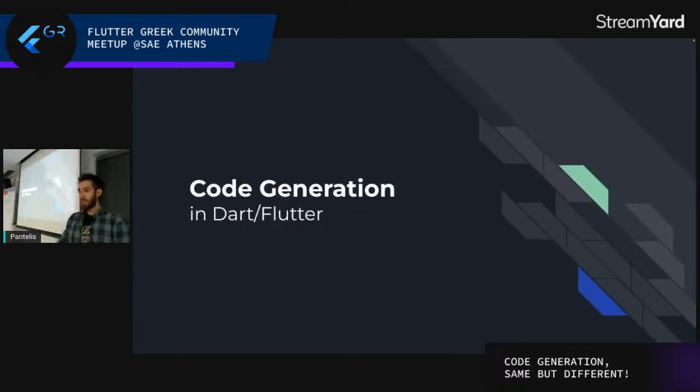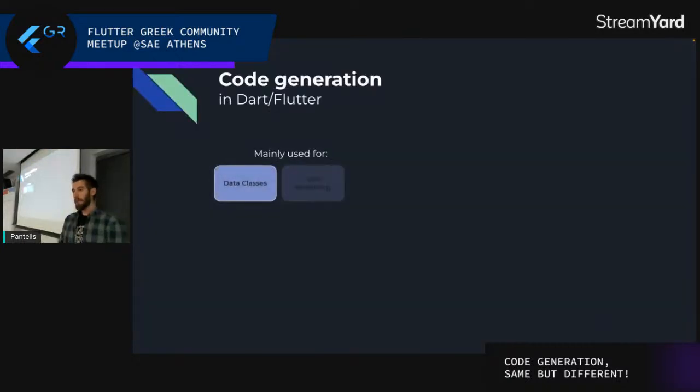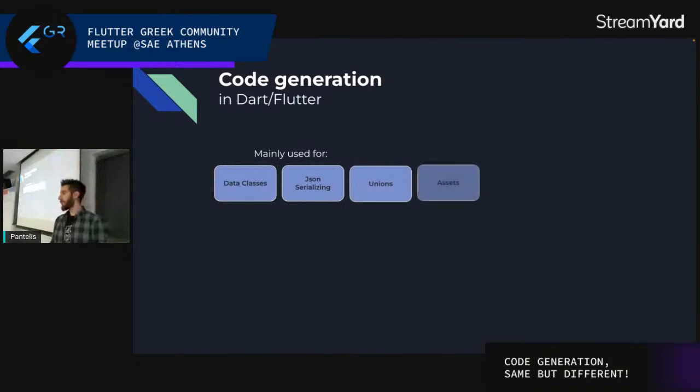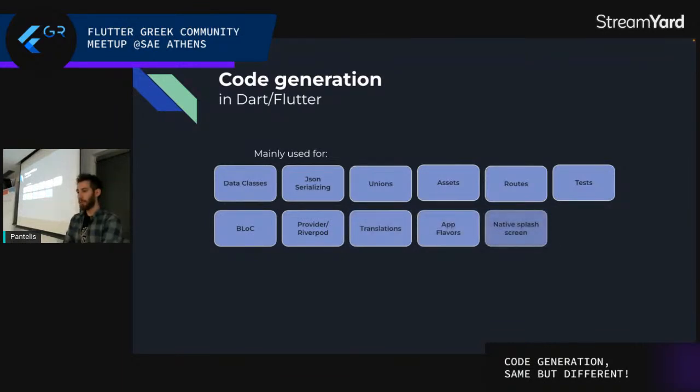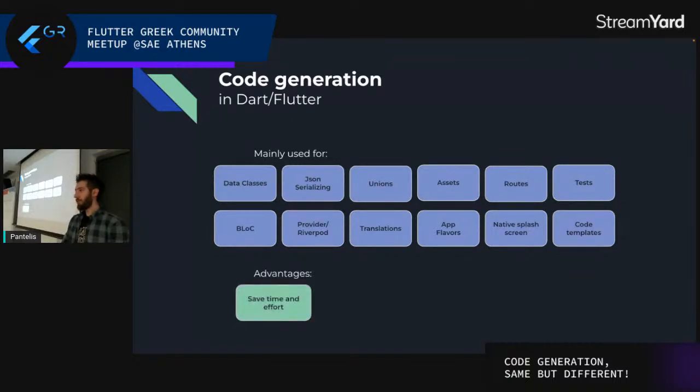Okay, so now let's see a few things about code generation in Dart and Flutter. So we can use code generation to generate pretty much everything. Yeah, we can have data classes, add JSON support, manage our assets, our navigation, state, translations, everything. And of course, the benefits are we save time and effort, obviously, by automating some processes that we would do normally by ourselves again and again, and that we should maintain this implementation also.